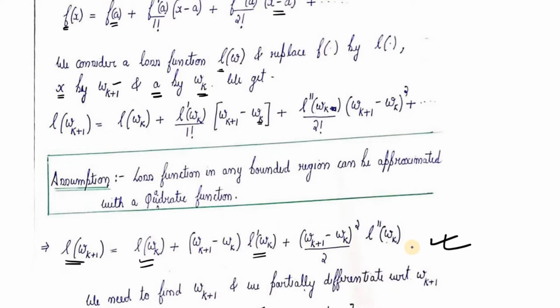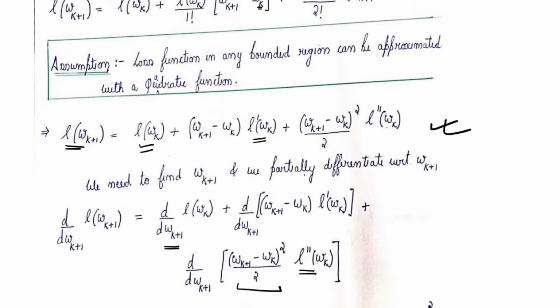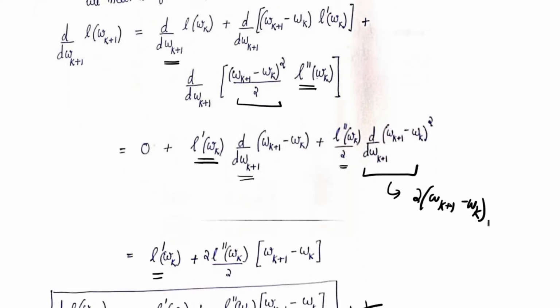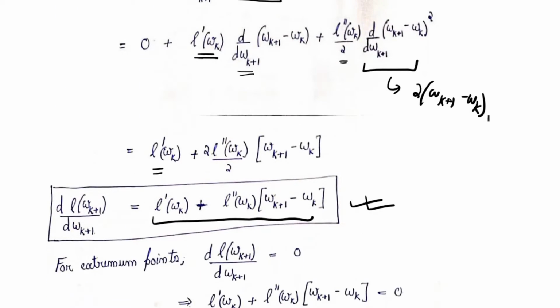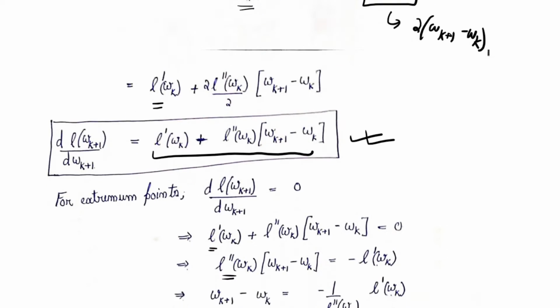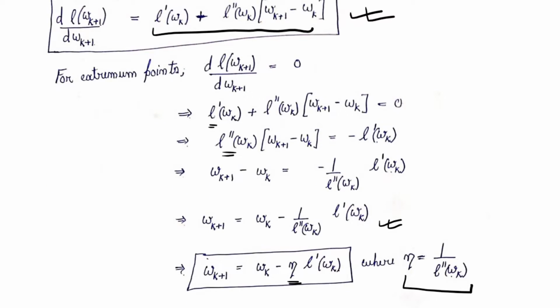This is what we get. And then since we need to find Wk+1, we differentiate with respect to Wk+1. We solve a bit, and for extremum points, just like we do in calculus, we equate the derivative to 0 and get the final updation rule.